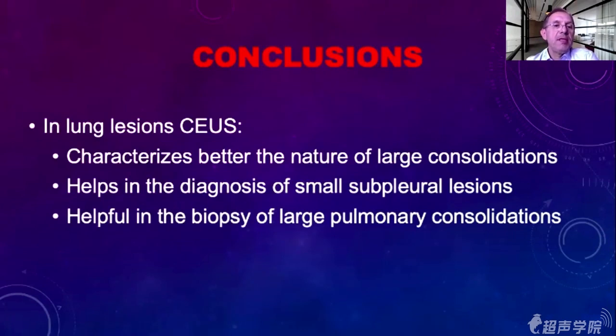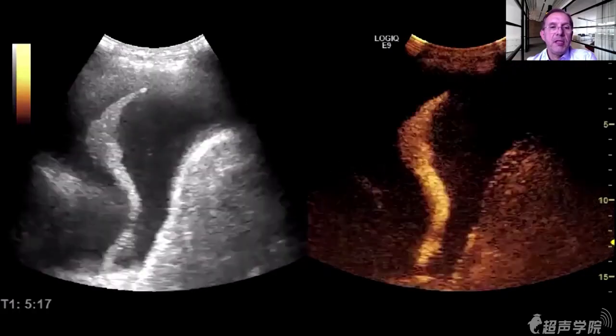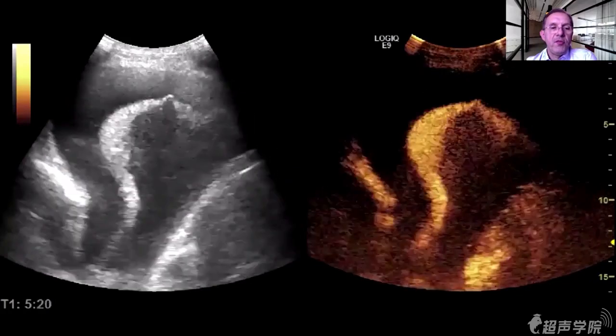So, to conclude, in lung lesions, contrast enhanced ultrasound may characterize better the nature of large consolidation. It helps in the diagnosis of small subpleural lesions, but here further studies are necessary in order to define the threshold of arrival time, or maybe other parameters which may be useful in differentiating those lesions. And it's very helpful in the biopsy, especially of large pulmonary consolidation. And I thank you very much for your attention.